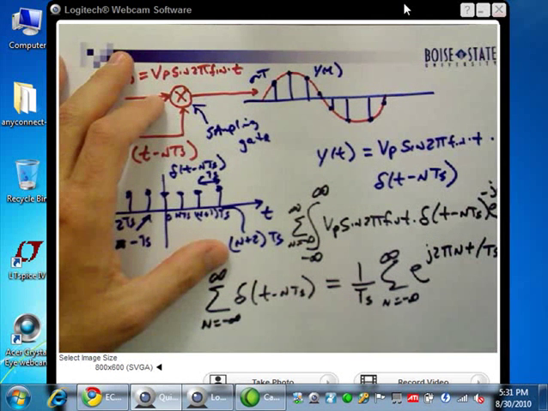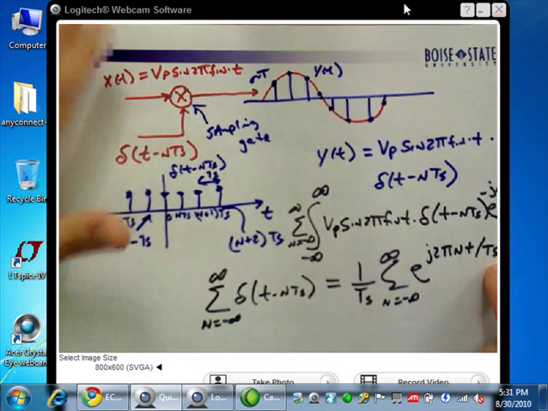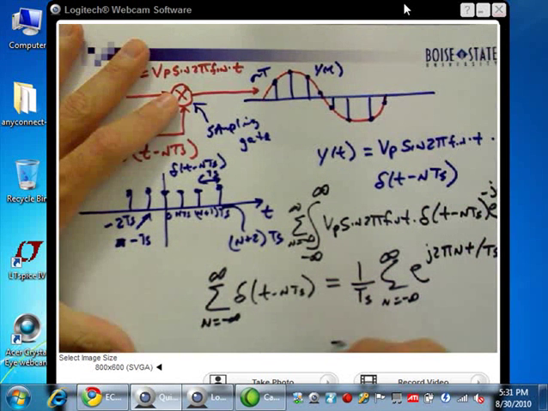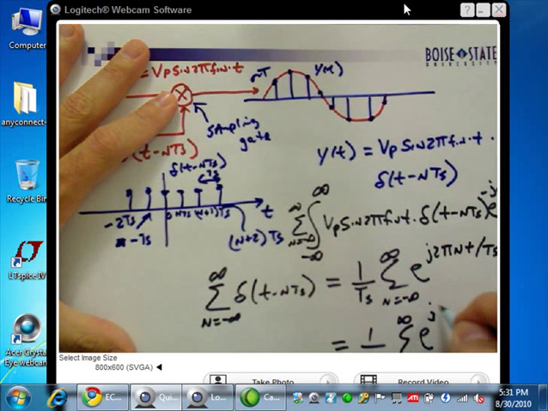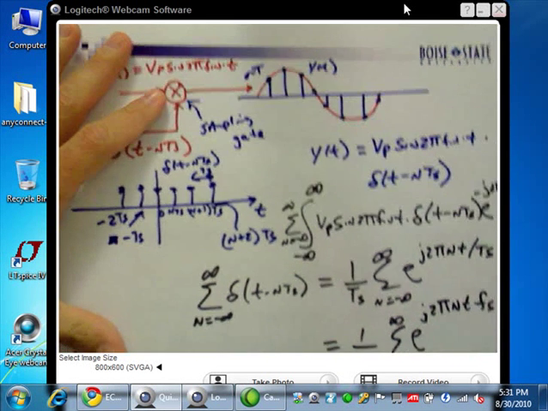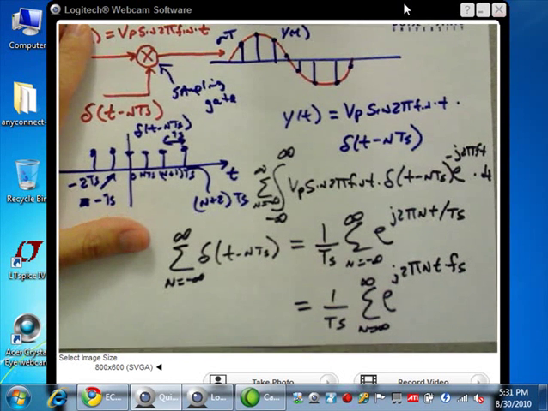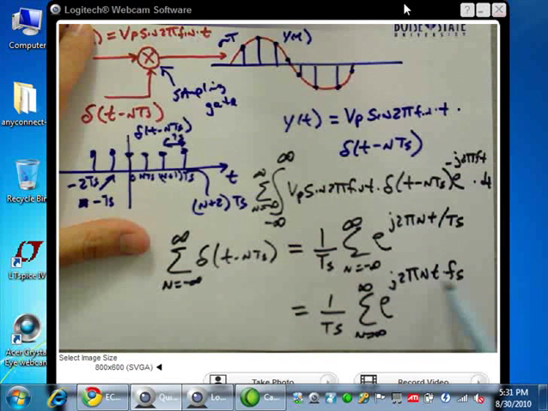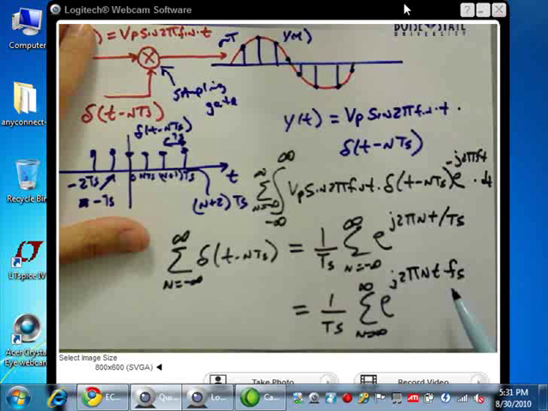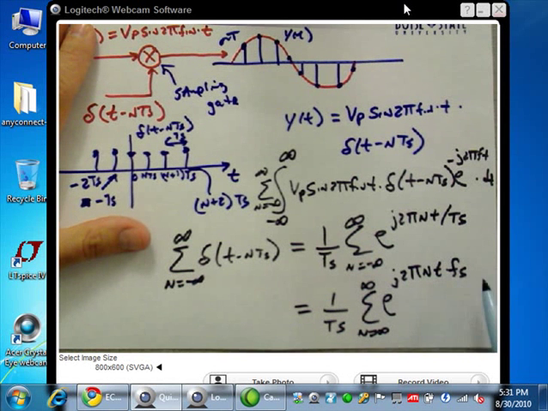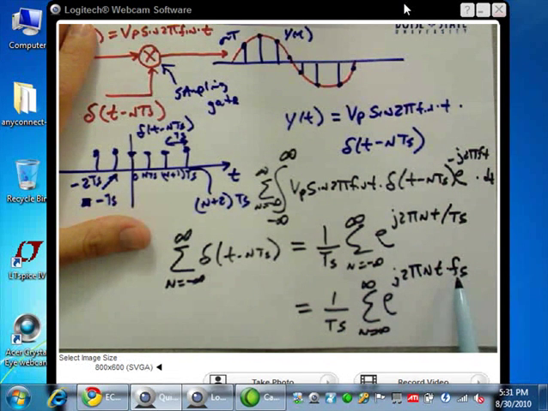So 1 over Ts is also what? Looking good? Alright, so if I ask what nFs represents? Periodic tones at multiples of Fs, right?